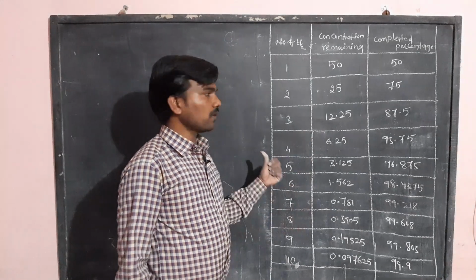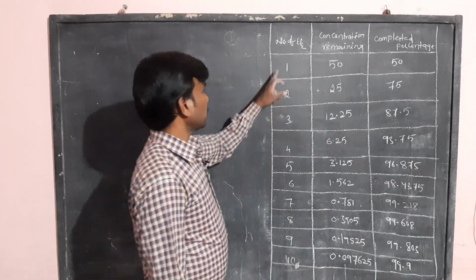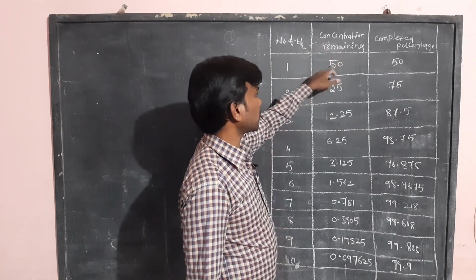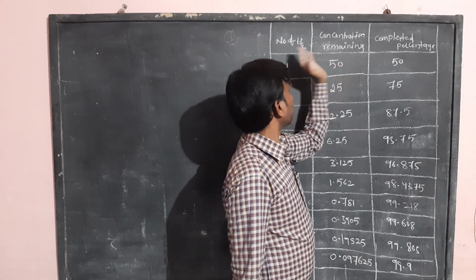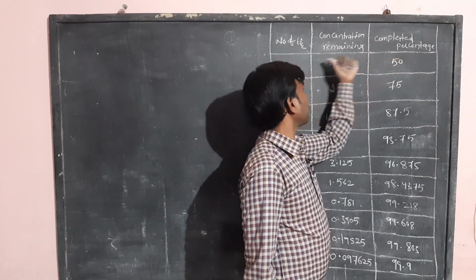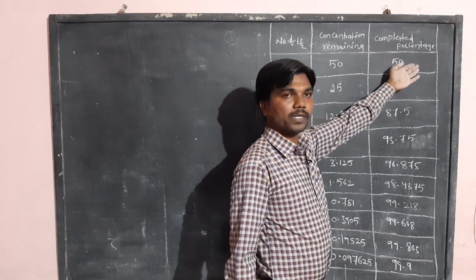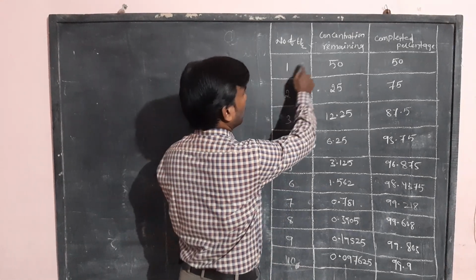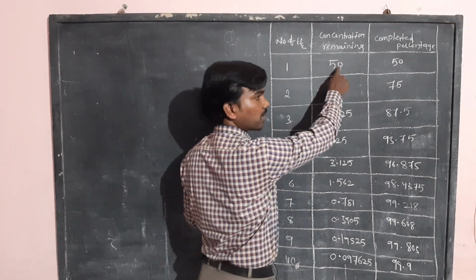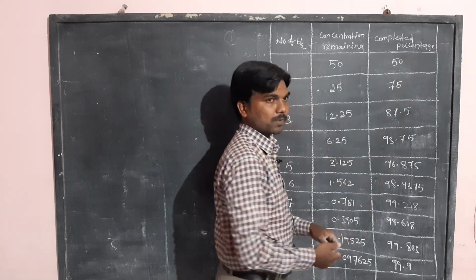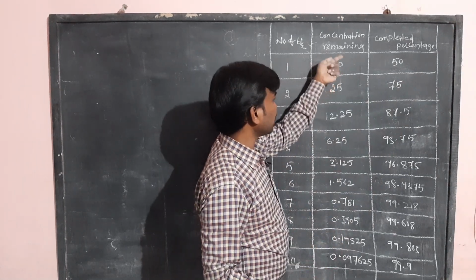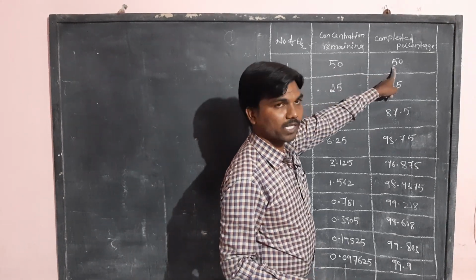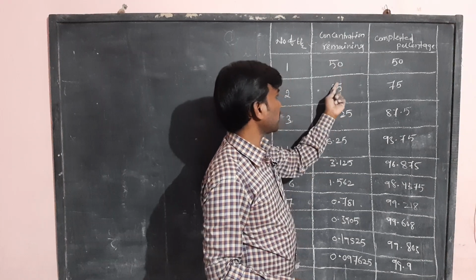Based on this table, how can we solve different types of questions? Here we have the number of T halves and the concentration remaining. After 1 T half, how much concentration of reactants will be remaining, and how much product formation takes place? This is one of the charts. In the first T half, from the initial concentration, 50% will be completed and 50% will remain. In the second T half, from this 50%, again 50% is nothing but 25, so 25% is going to form product.